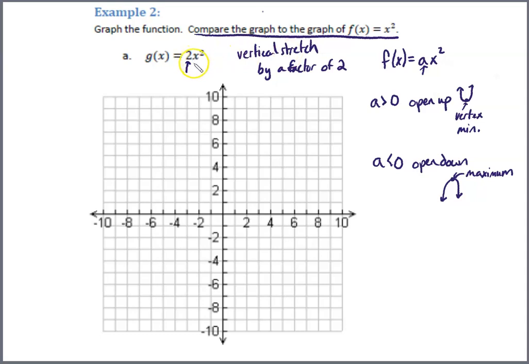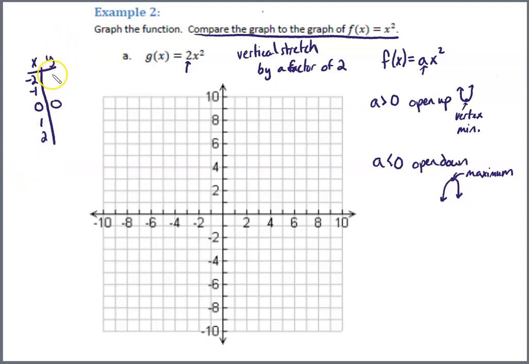So let's get down to how we make our graph. What I'm going to do is have you make a table. In this case, I know that our vertex is going to start at 0. I'm going to explain how I know in just a minute. If I plug in 0, 2 times 0 squared is 0. I'm also going to do 1 and 2 and negative 1 and negative 2. On a parabola, I like to have at least 5 points to graph. I want to have the vertex and 2 points to the left and 2 points to the right.